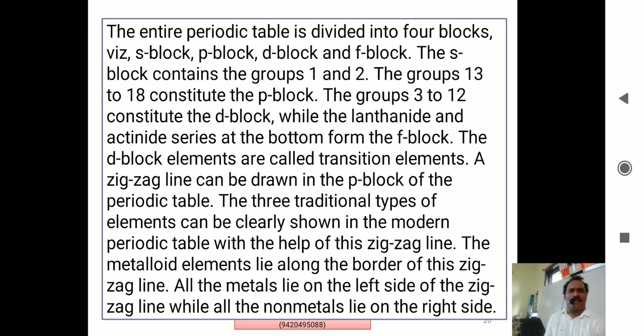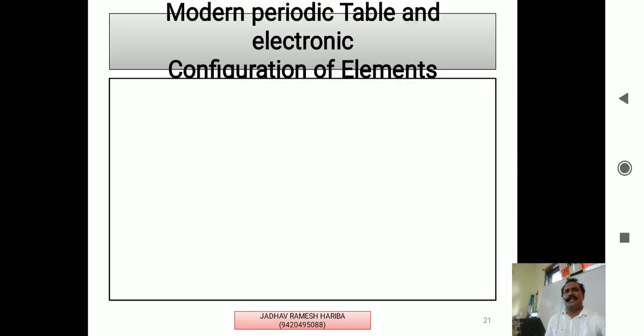The 3 types of elements: if you see here in the periodic table, a zigzag line can be drawn in the P block, and the 3 types of elements can be clearly shown with the help of this zigzag line. The metalloid elements lie along the border of the zigzag line. All the metals lie on the left side of the zigzag line, while all the non-metals lie on the right side of the zigzag line.